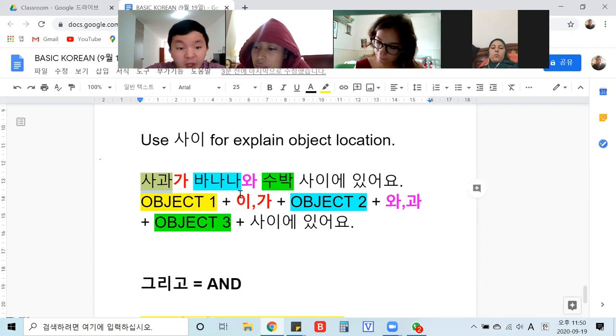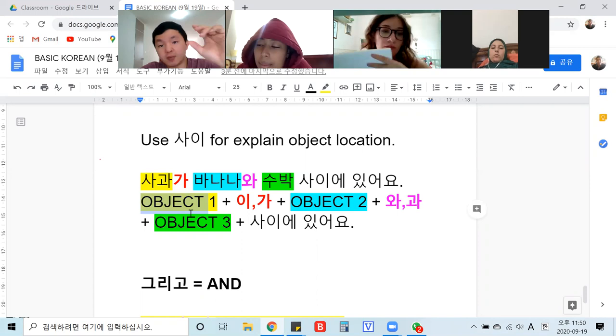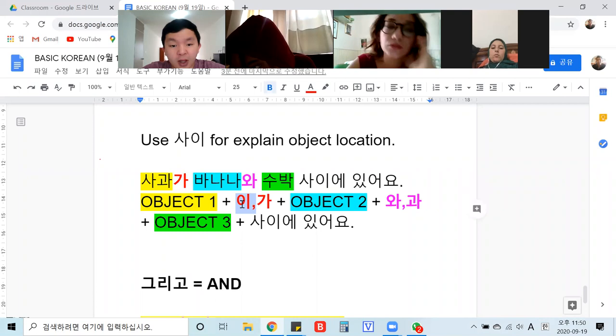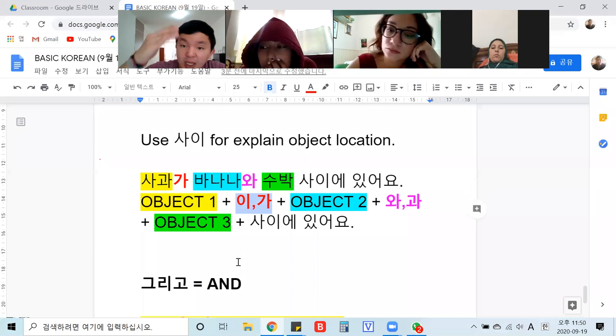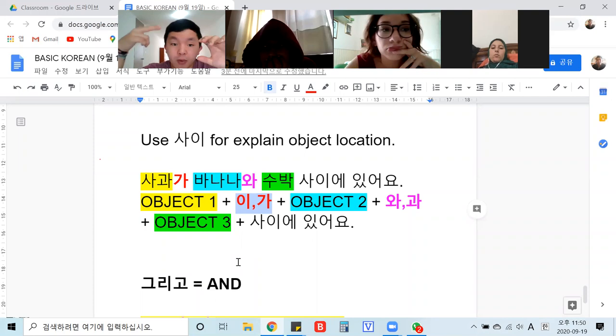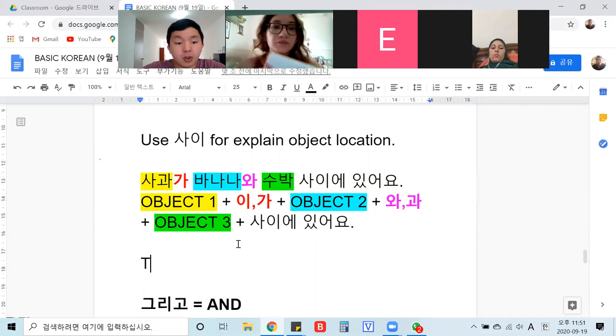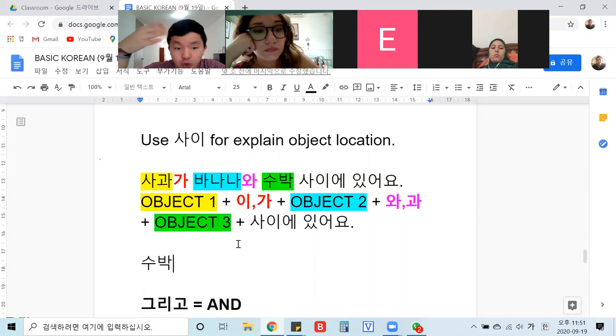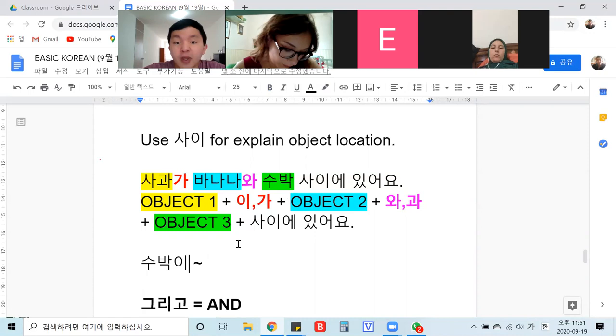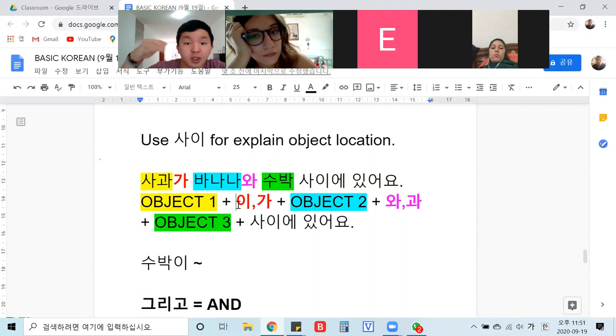So object one, and remember, the object you're trying to explain something about always goes with the subject particle. The subject particle also has two options, 이 and 가. It's exactly the same thing: you look at whether the previous noun's last syllable has a 받침 or not, and choose accordingly. In this case, 과 doesn't have a 받침, so use 가 as the subject particle. But if you start with 수박, which means watermelon, conjugated with the subject particle, you have to say 수박이. This is the explanation for how to use the subject particle. About how to distinguish between the subject particle, topic particle, and object particle, I will give you a class next time. We already had that class, but for new students, I will do it again.